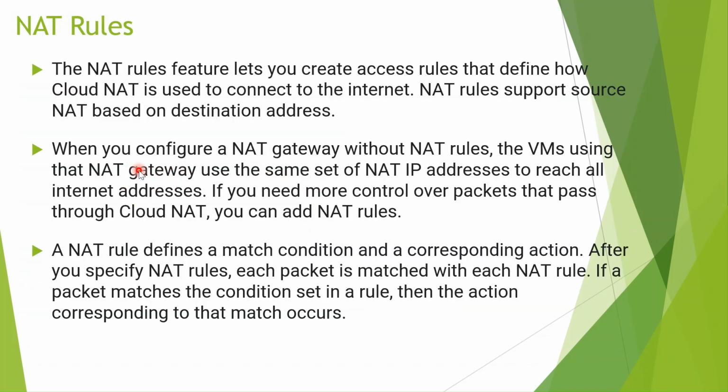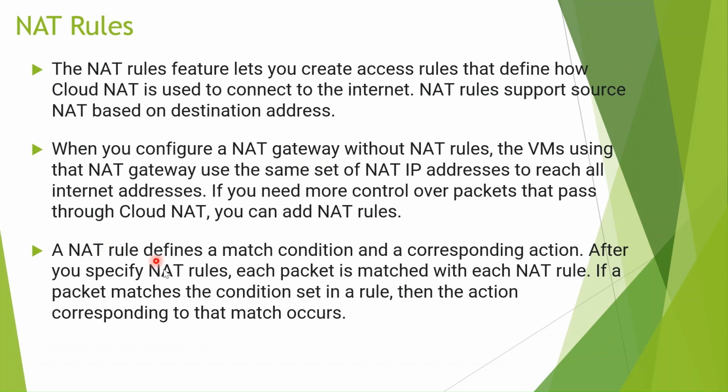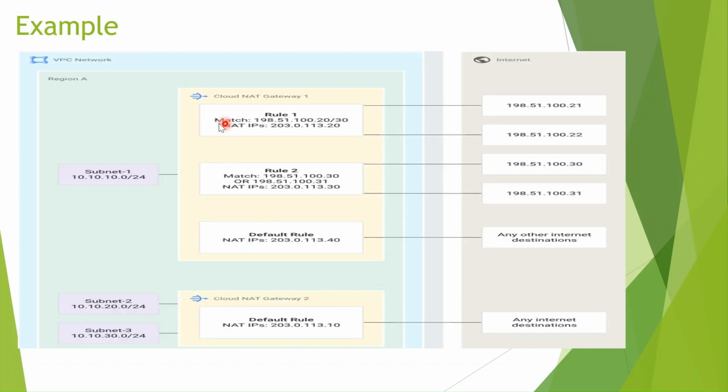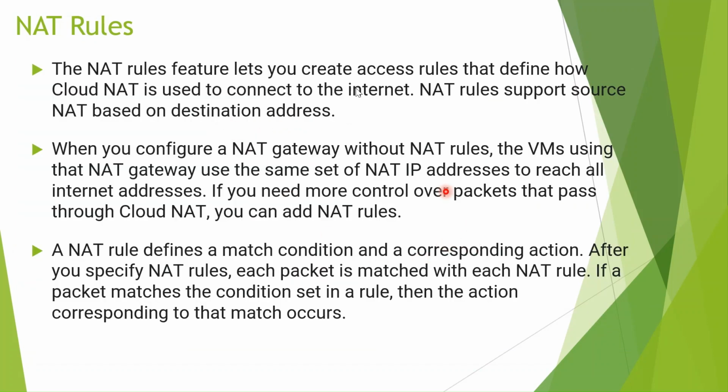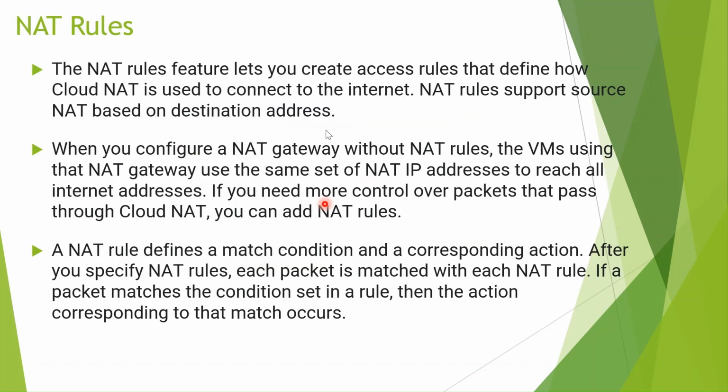When we configure a NAT gateway without NAT rules, there is only one rule, the default rule. A NAT rule is basically a match condition and a corresponding action. So if a condition matches, suppose your VM sends traffic to this IP, the condition is matched, and after that the corresponding action is to use this specific NAT IP. Like this we can create multiple NAT rules as per your requirement.